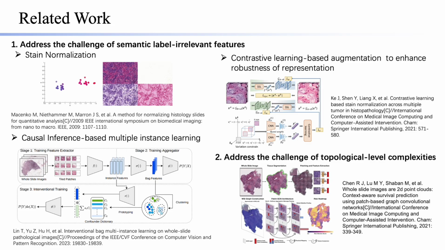People have tried several approaches. Stain normalization and contrastive learning help reduce bias, but they don't cover all preparation variations. Causal MIL methods attempt to remove confounders, but usually require complex pipelines and manual assumptions. Graph-based MIL captures structure, but doesn't distinguish causal subgraphs from irrelevant ones. So, there's still a gap. We need a model that can handle both semantic bias and topological noise at the same time.